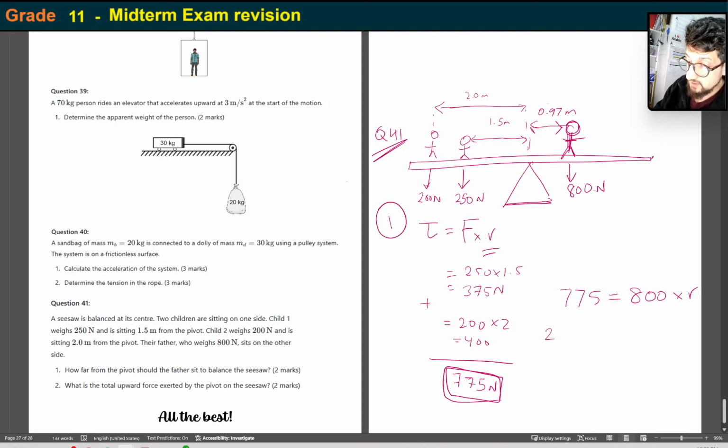And then finally, part 2 says, what is the total upward force exerted by the pivot on the seesaw? The total upward force is going to equal all their weights. So it's going to be 200 plus 250 plus 800, which equals 1,250 newtons. You don't have to say upwards because the question already says exerted by the pivot on the seesaw, so it tells you the way it points. So it's fine, 1,250 newtons.